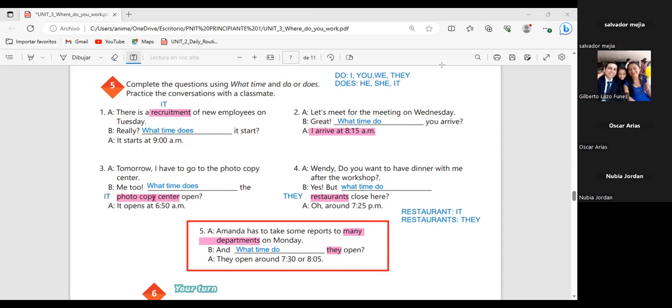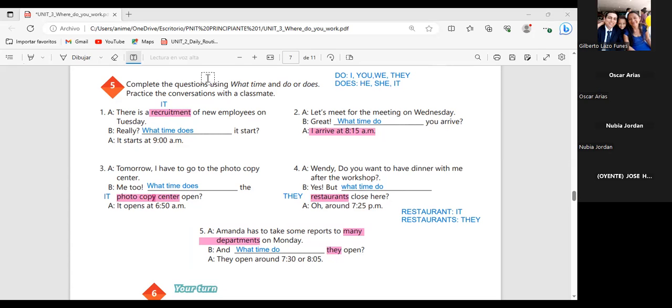Que bien lo hicieron. Questions about this exercise? Questions or comments? Preguntas. About pronunciation, probably.